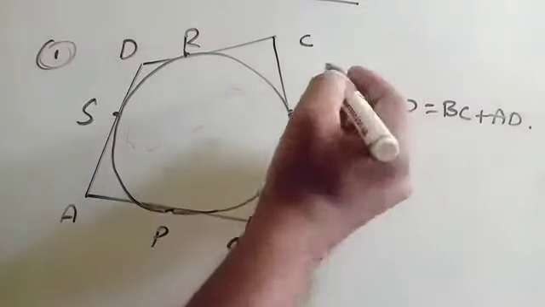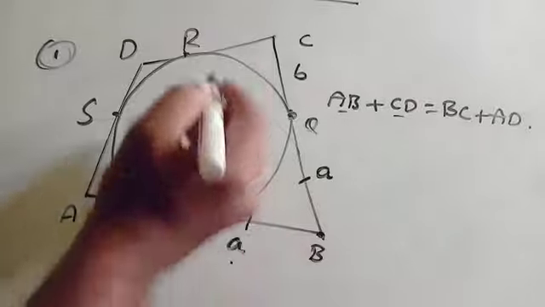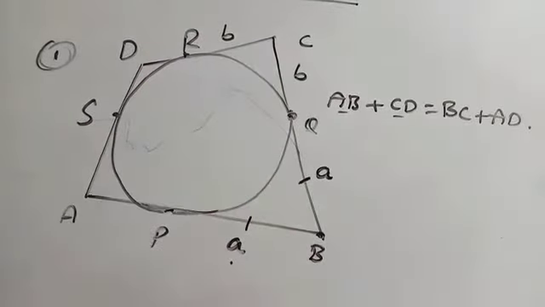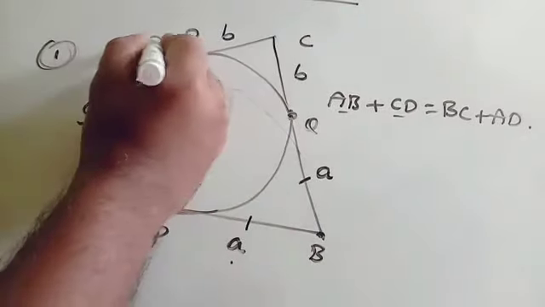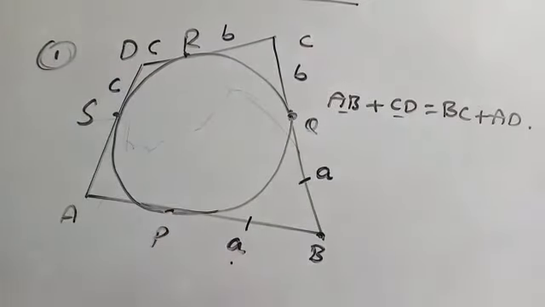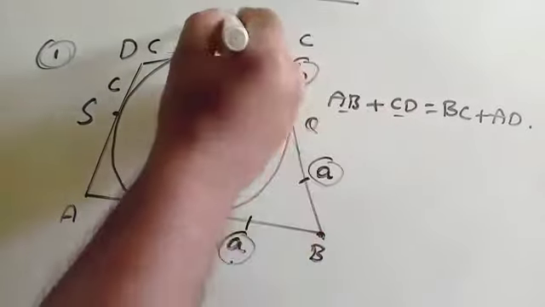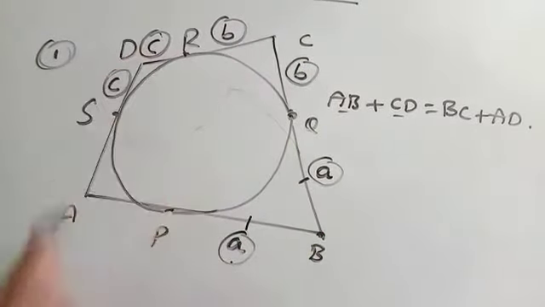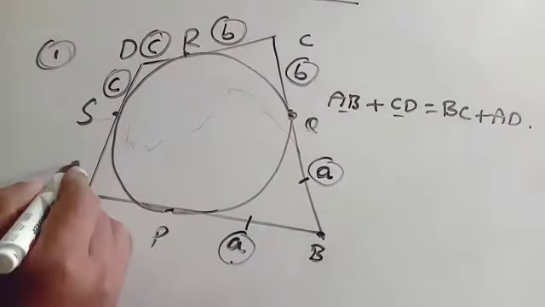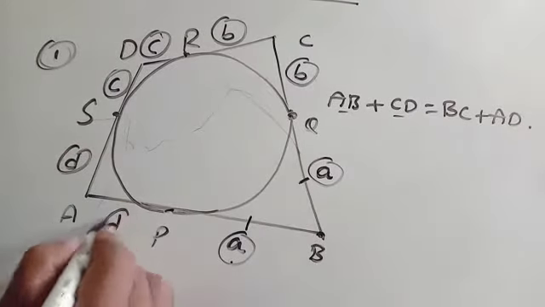In the same way, assume that QC is equal to b. Automatically, RC is also b. Let us assume DR is equal to c. Automatically, DS is also c. Now I am highlighting this. These are lengths of sides. Don't confuse with points. Let us say AS is equal to d. Then automatically AP is also d.